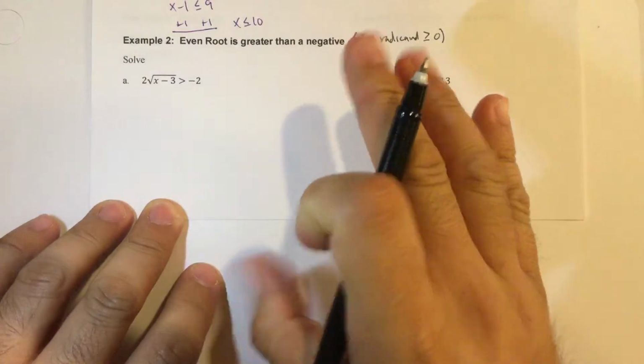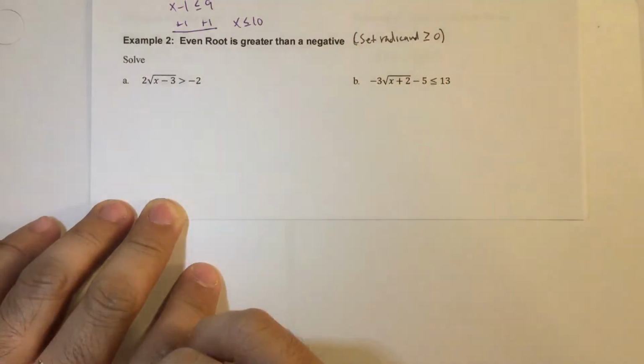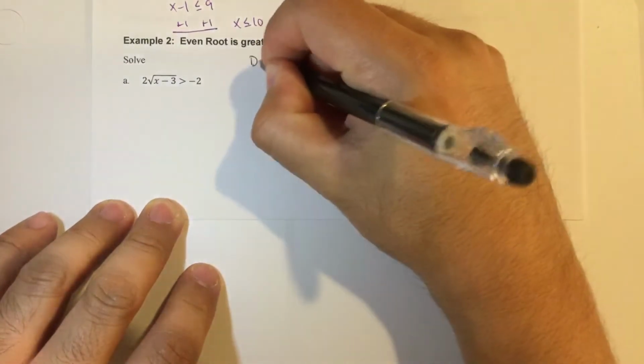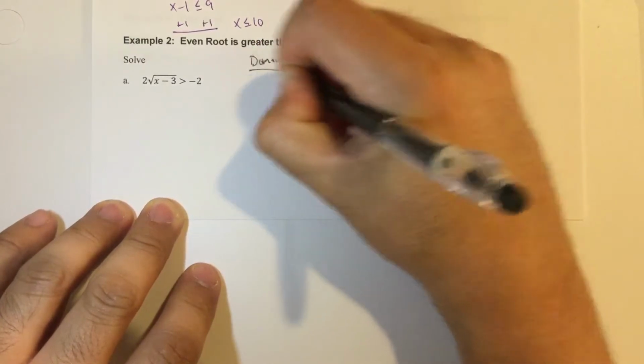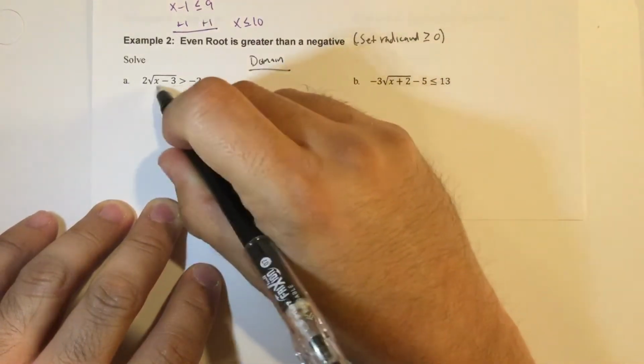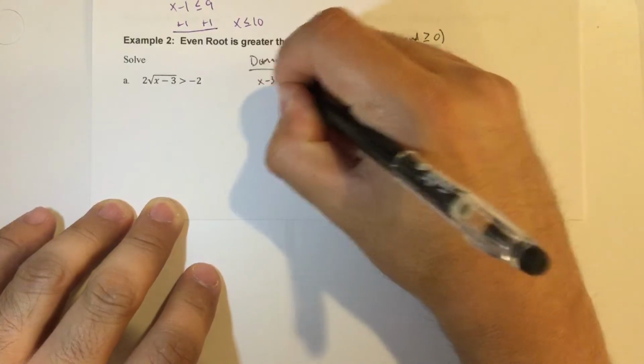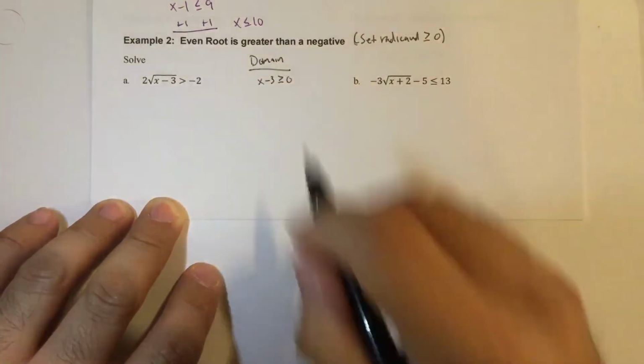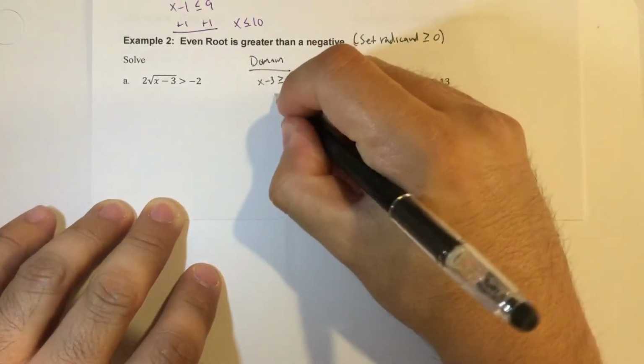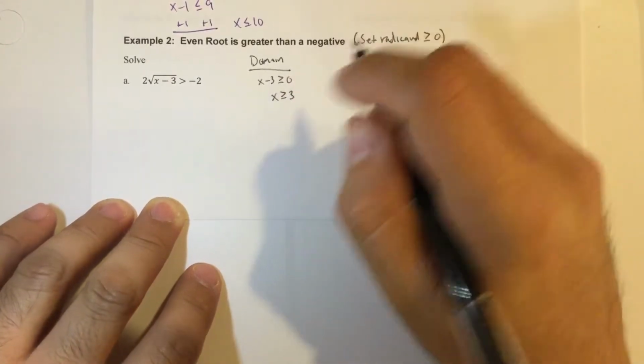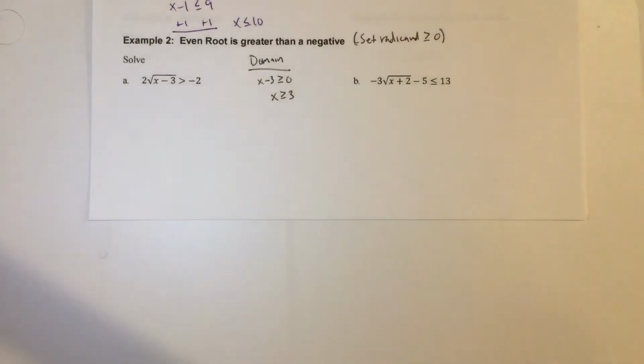So the previous problem, I should have done that first, but here we'll do this first. So we're going to find the domain. So the domain here, we take the inside, the radicand x minus 3, and it has to be greater than or equal to 0. So to solve this, we would just add the 3, and x is greater than or equal to 3. All right, so from here, we're going to go ahead and solve the rest of this problem.